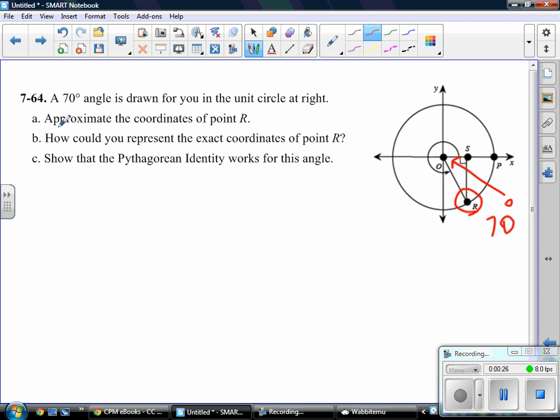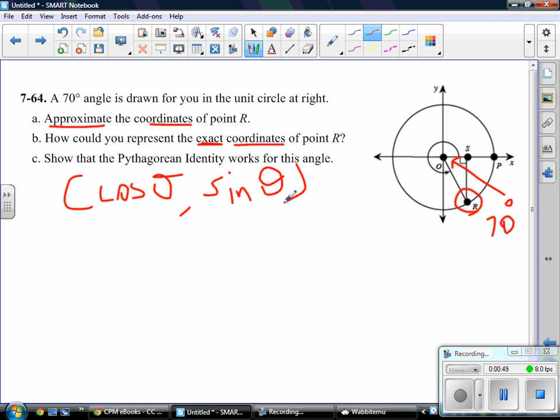Now, this problem is particular about how it's asking you to answer the question. We're talking about coordinates in both parts A and B, but part A is approximate, and part B says how do you find the exact ones. So approximate, I know the coordinate is going to be the cosine of my degree, and then sine of that. So I can approximate these by using decimals. So I'm going to take cosine of 70, and then sine of 70.